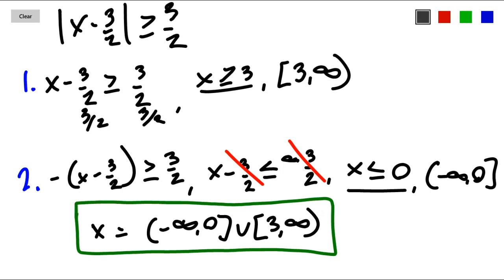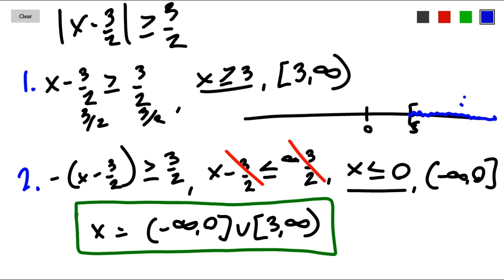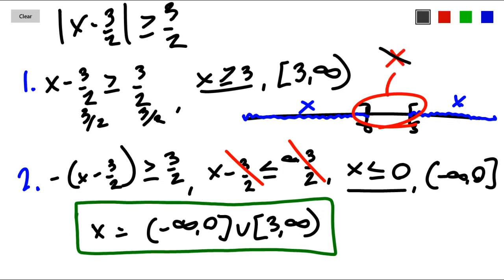And then to represent this graphically, I have my number line, the 0, and the 3. And so every number greater than or equal to 3, I have my bracket facing to the right, and every number greater is an x value. And then every number that's less than or equal to 0 is also a valid x value. So this gap right here are not valid x values because they're not included in the solution set.